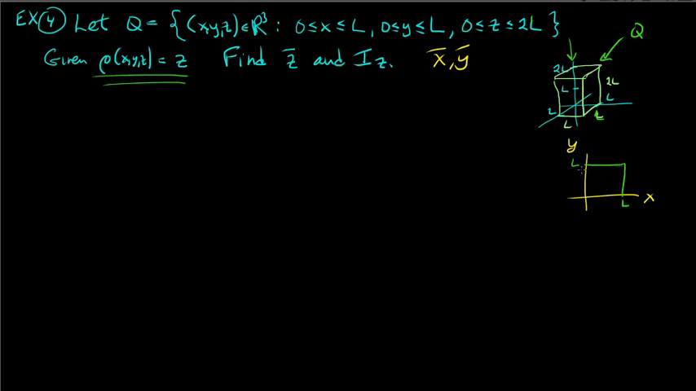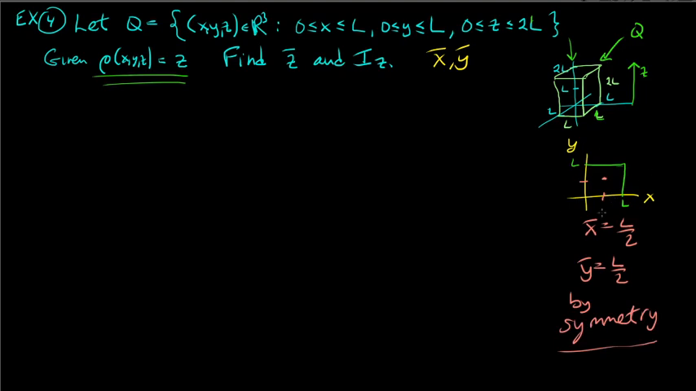So this square here is uniformly dense in all directions, right? It's a constant density. It will increase, the density will increase with the height, but not with the length or width. So where do you think the center of mass is going to be? Of course, it's got to be right in the middle. So x bar has to be L over 2, and y bar has to be L over 2. This is by just considering the symmetry of the situation, of the picture.